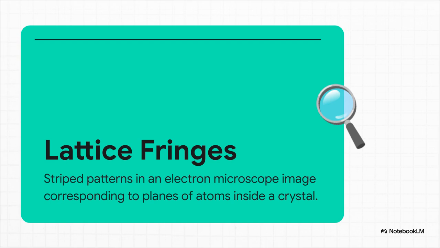When you look at a crystal with a super powerful electron microscope, you don't really see individual atoms. Instead, you see these striped patterns. They're called lattice fringes. And each set of stripes you see, that's a direct view of a specific plane of atoms inside that crystal. It's kind of like looking at the contour lines on a topographical map.